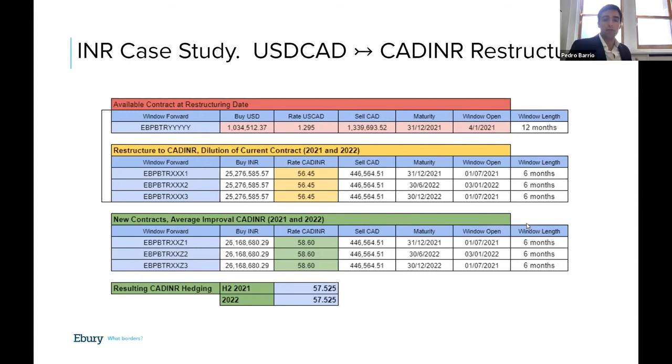and then in order to improve the average rates and to top up those window forwards, which the client likes, as I said before, they like to hedge at least 80% of their exposure, we booked the same amount for each of the forwards at the current market rates for CAD INR, improving the average. So as you can see, what we end up with is one forward to cover the second half of 2021, another one for the first half of 2022, and the last one for the second half of 2022. Achieving an overall average of 57.52 CAD INR for that client.